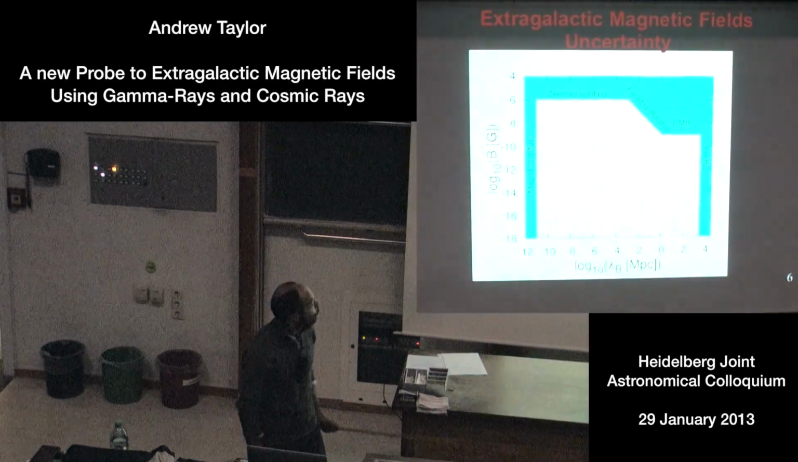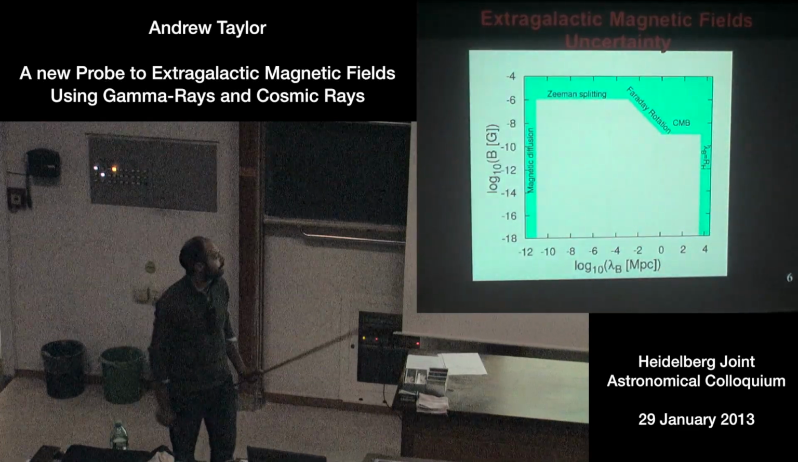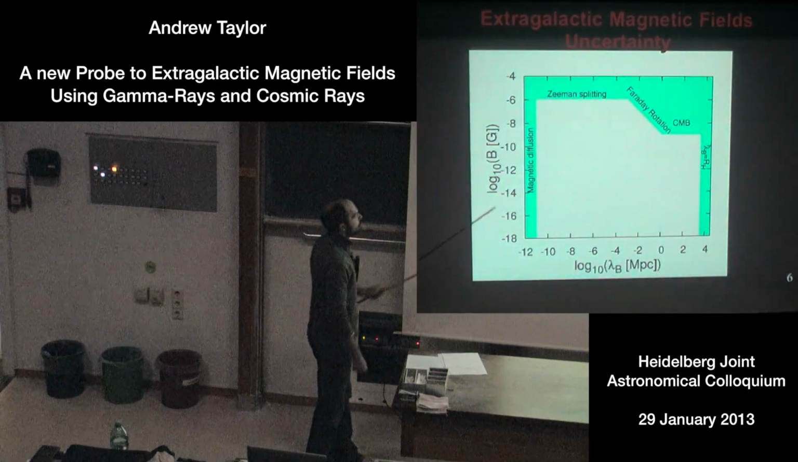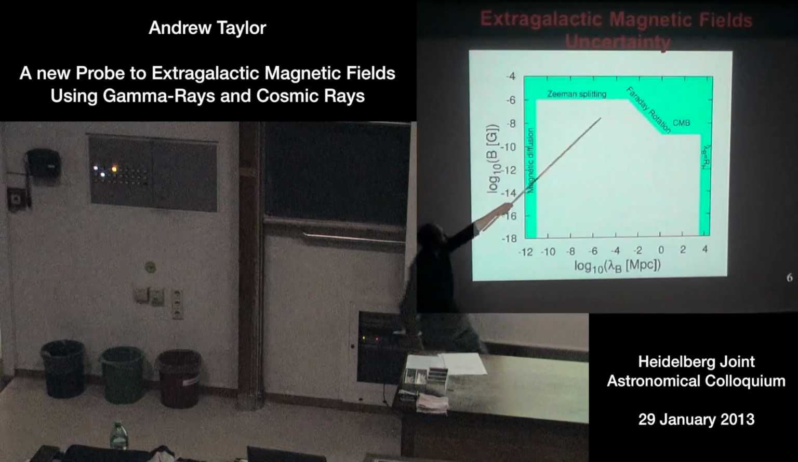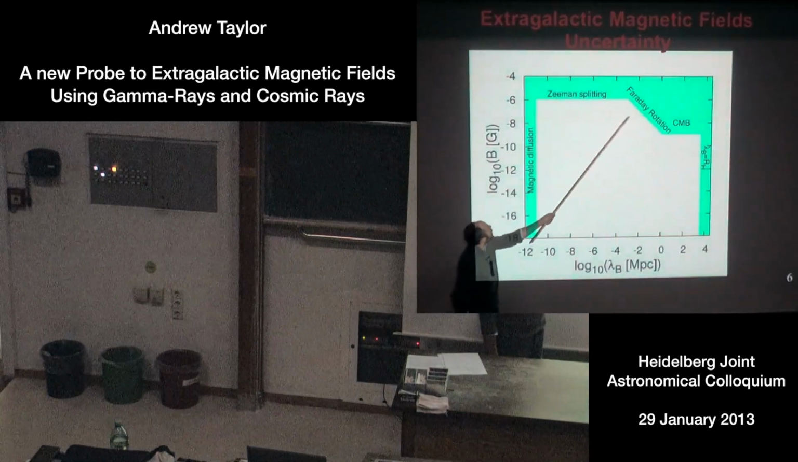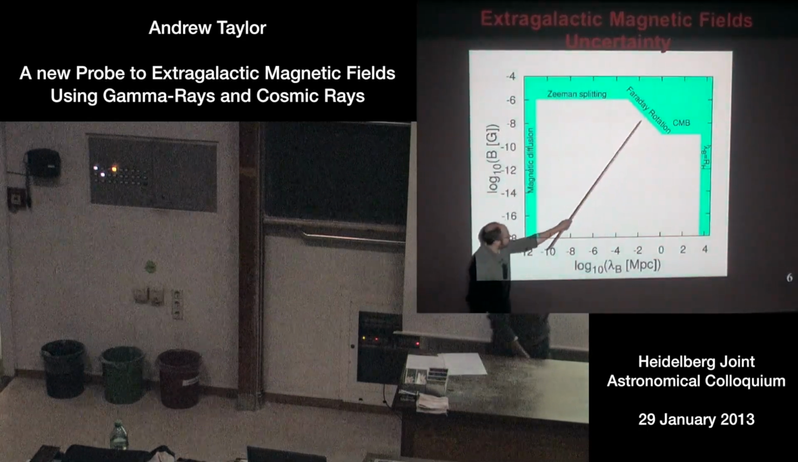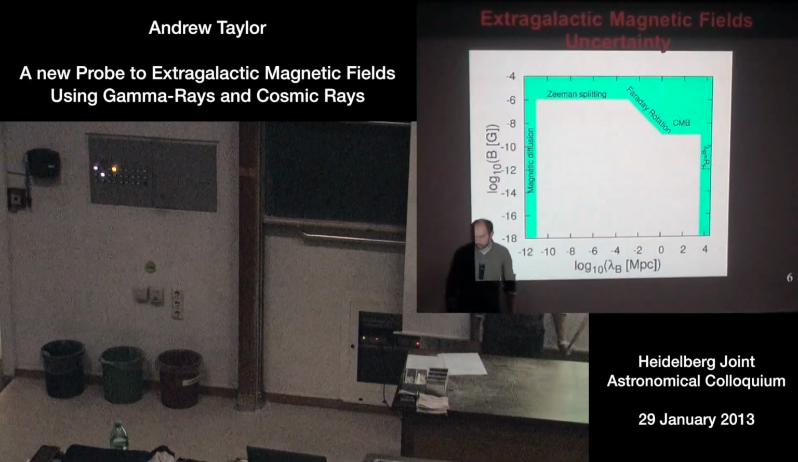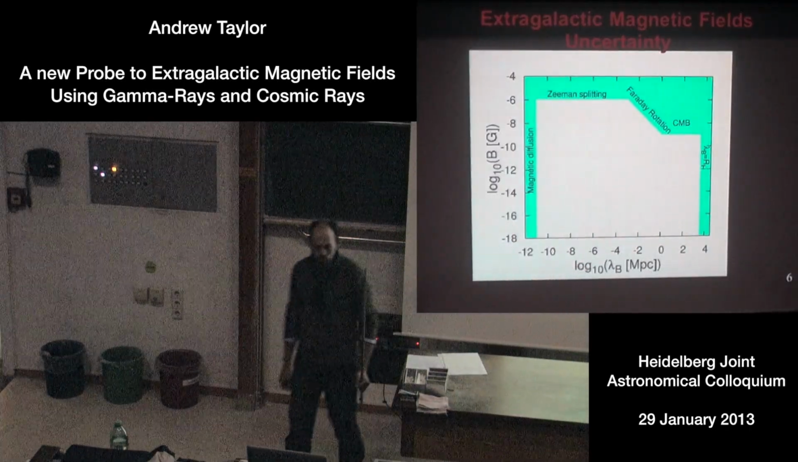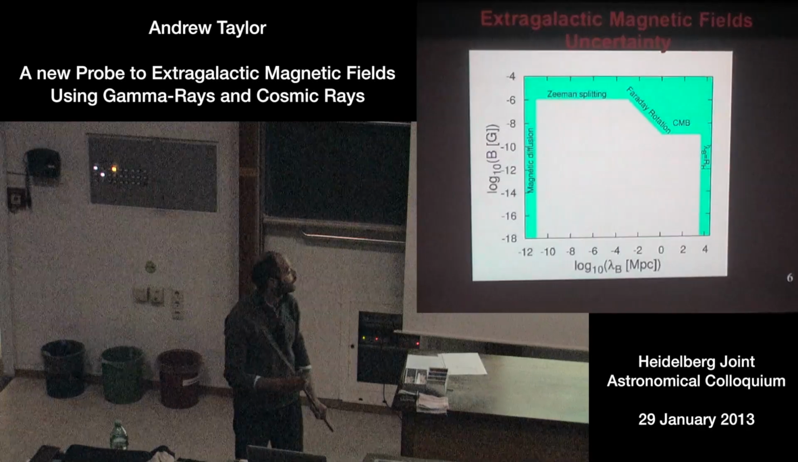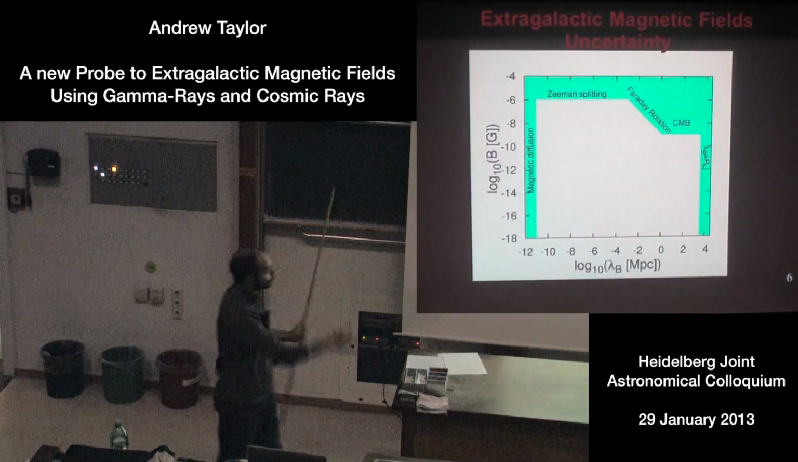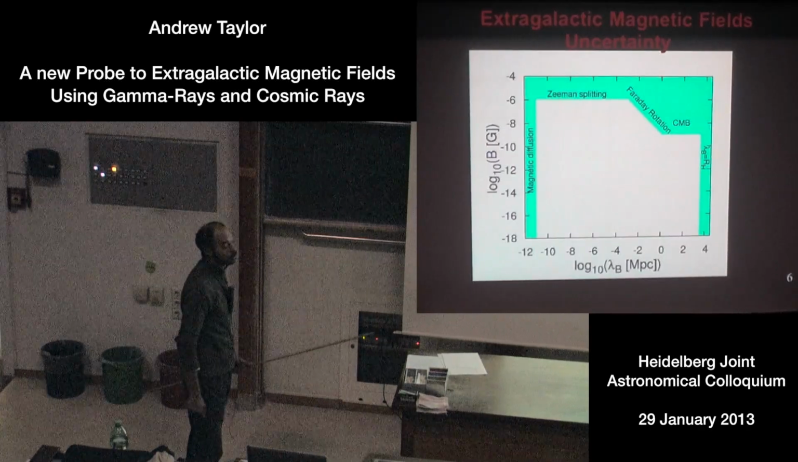In terms of how strong a probe this is, I wanted to draw your attention to this. This is the Faraday rotation method, and we're getting fields of the order of nanogauss with coherence lengths of 1 megaparsec. That's what we're able to probe using the rotation measure method.